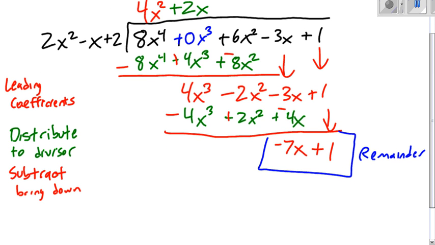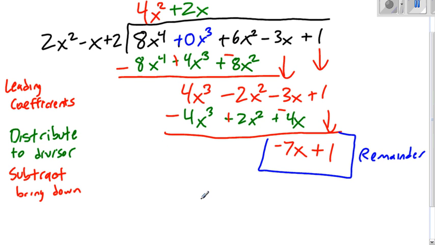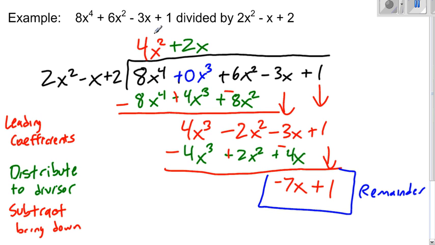And you can actually write this all as one polynomial. So you can say it equals 4x squared plus 2x plus negative 7x plus 1, but that's our remainder, so it needs to be over, as a fraction, what we divided by.